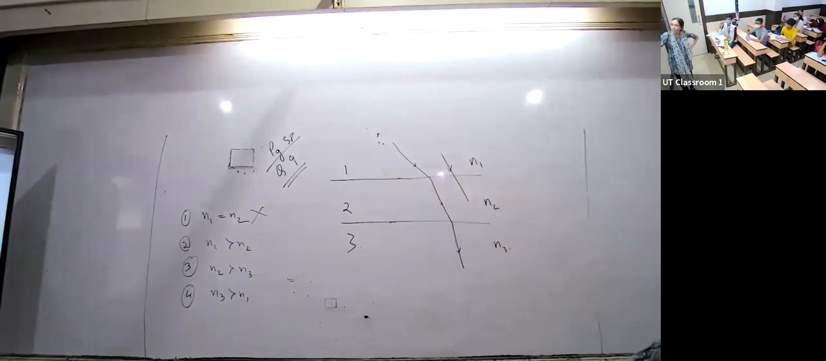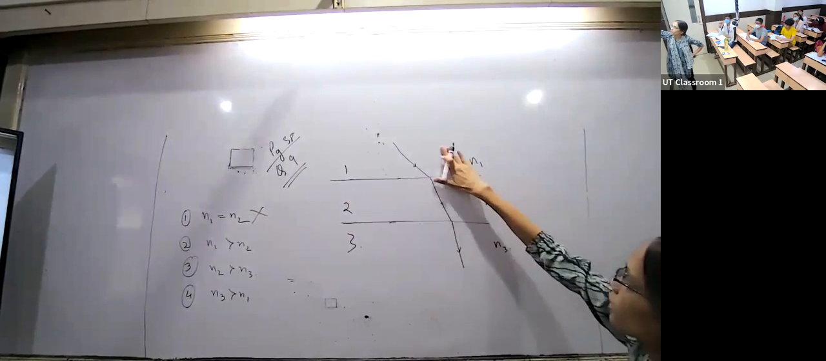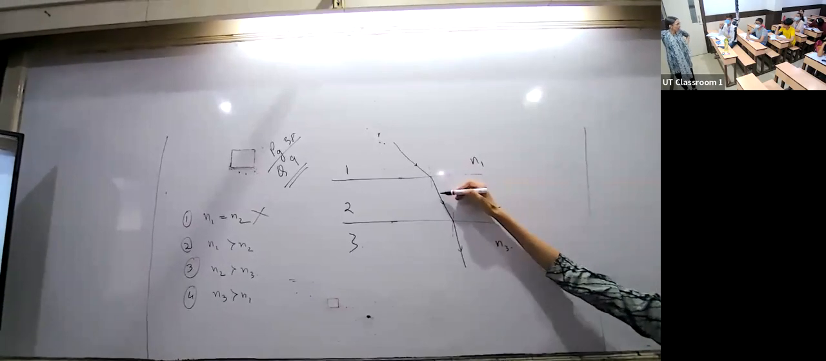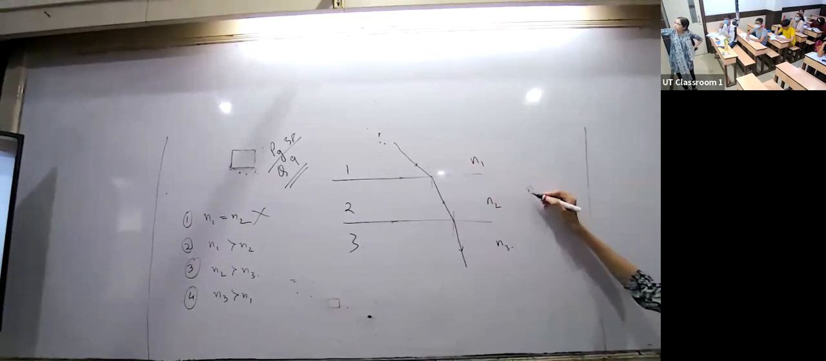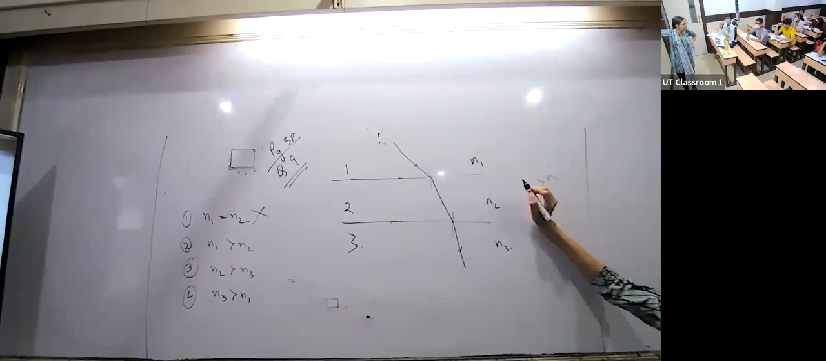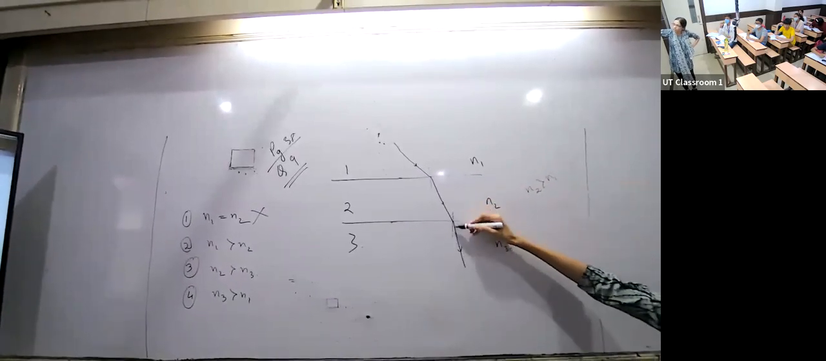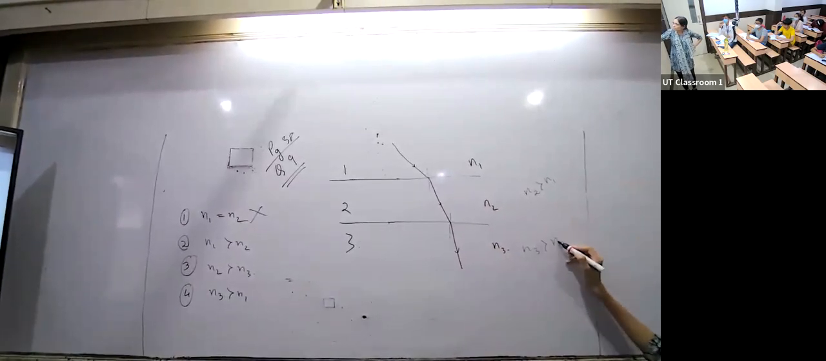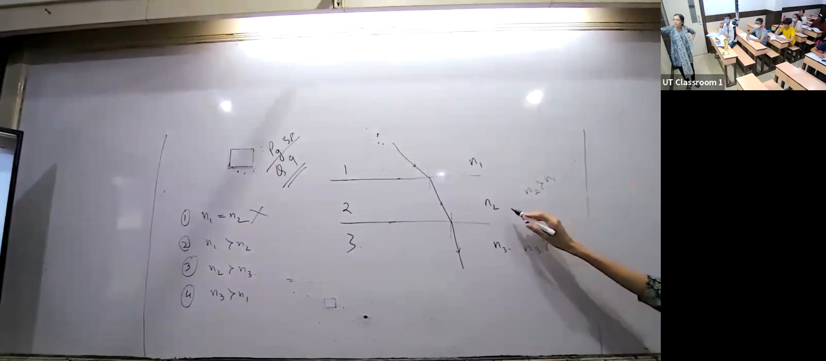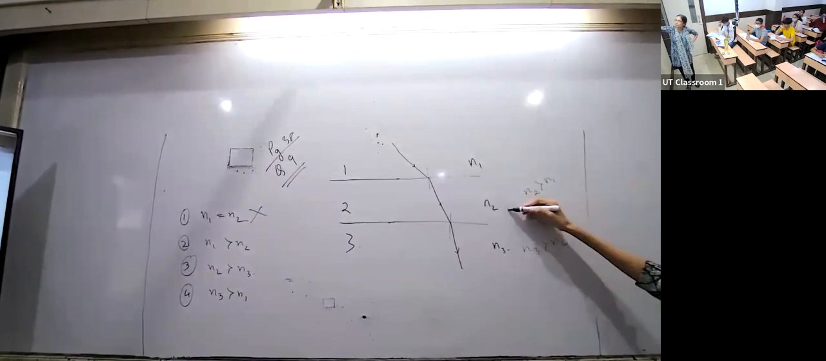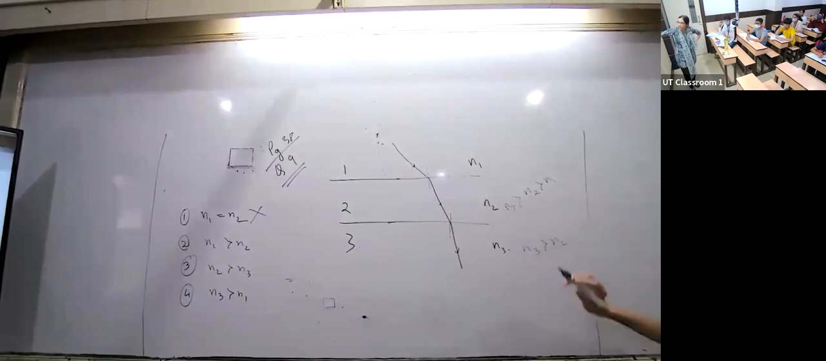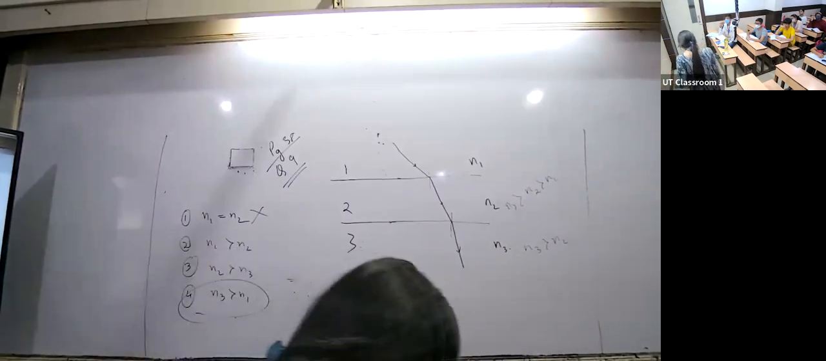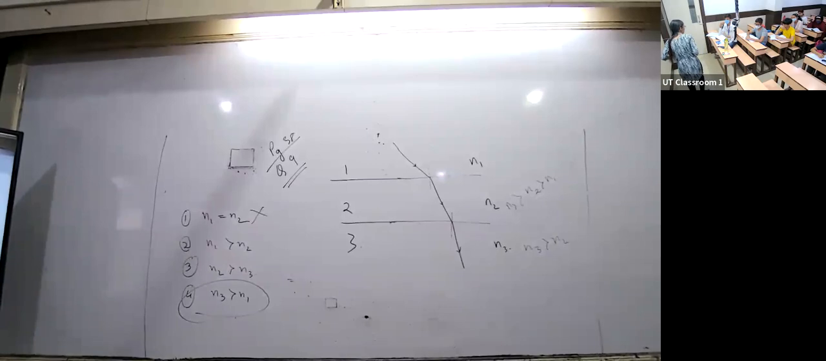Now another thing we see is how much the bend is. In the first case there was a slight bend, so N2 is the denser medium, bending towards the normal from N1. Here we see more bend. So what is the N3 and N2 comparison? The refractive index of N3 is more than N2. Put together, it becomes N3 greater than N2 greater than N1. Only in this option is that satisfied. So that's the answer.